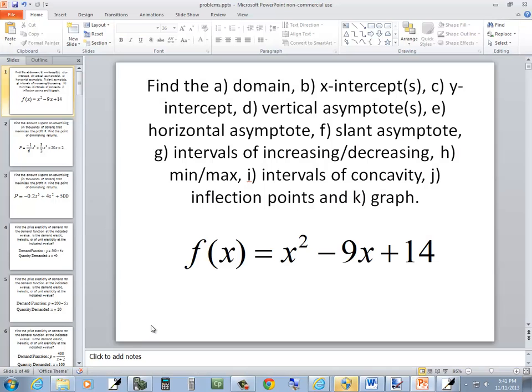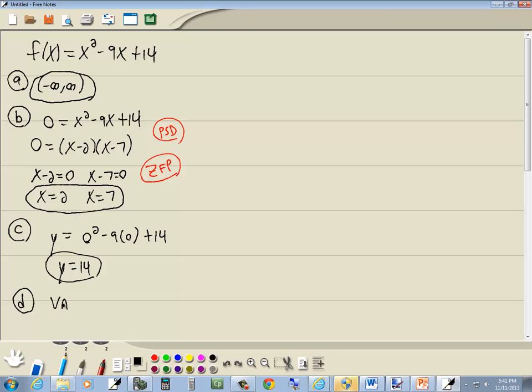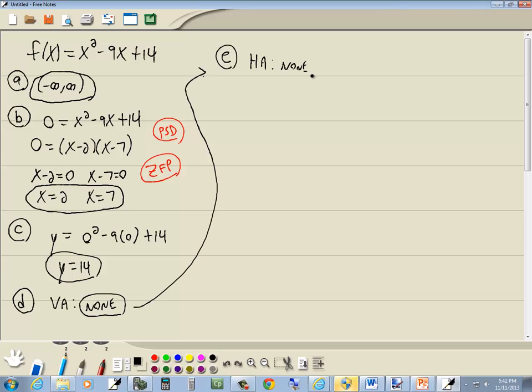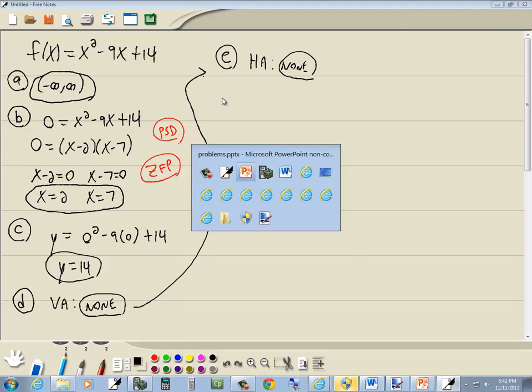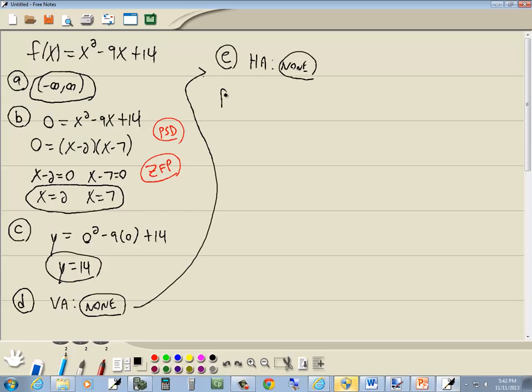Now D, vertical asymptote. Well, you only have asymptotes if you have a rational function, single fraction. We don't have that, so there's none. E is horizontal. Again, you don't have those unless it's a rational function. F is slant asymptote. Again, you don't have that unless you have a rational.